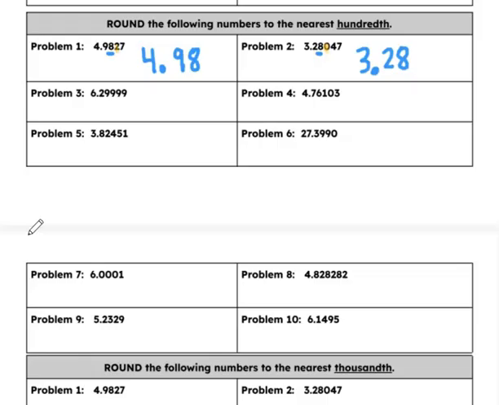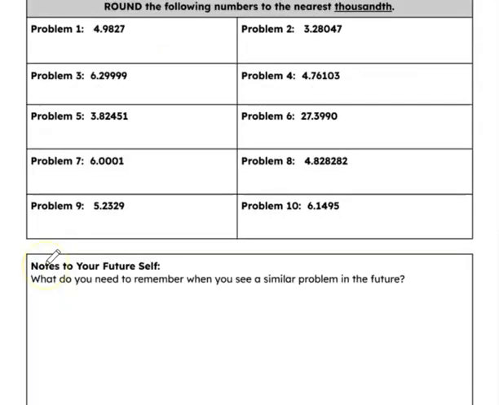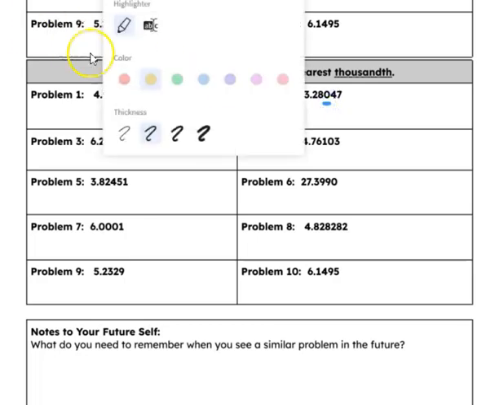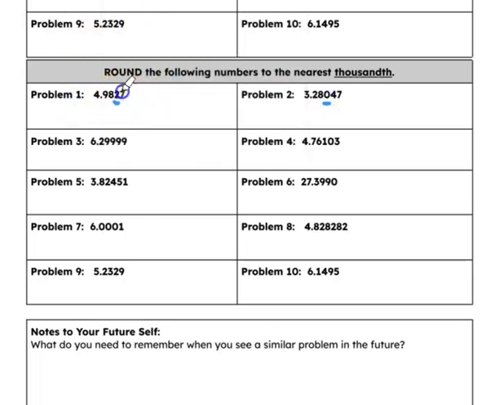All right, once you have checked in with your teacher for those set of 10 problems, I want you to go on to this final section here. Round the following numbers to the nearest thousandths. The thousandths digit is 3 numbers after the decimal point. So the 2 there and the 0 right here. And I'm going to highlight the number afterwards.